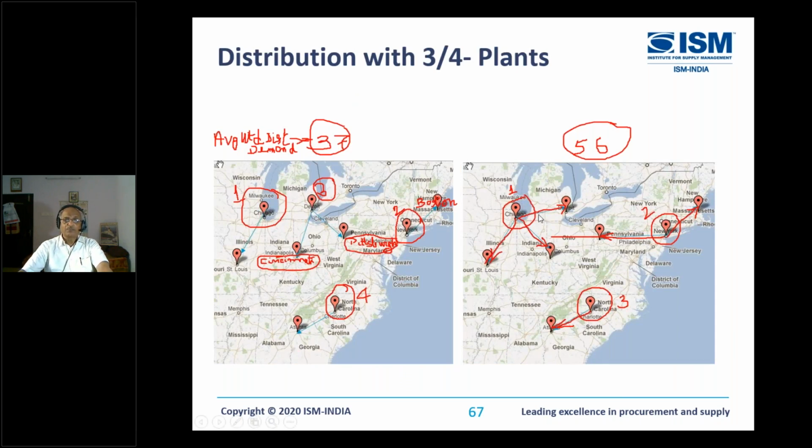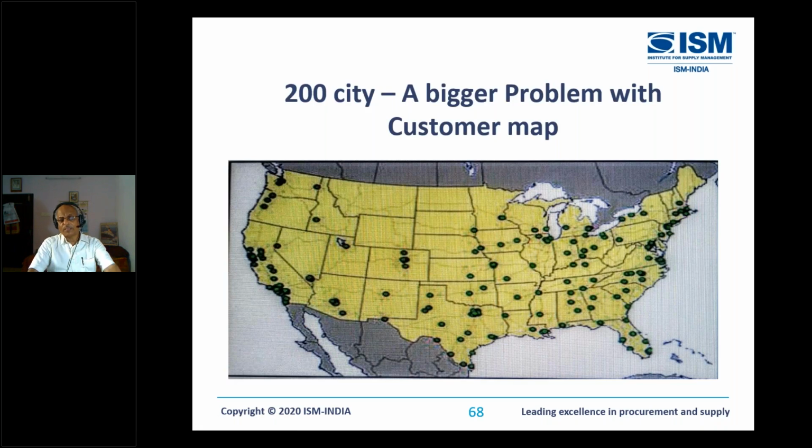So for 3, this is 1, 2, and 3. And 1 is distributing to these 3 demand points, 2 is distributing to Pittsburgh, and this one Boston, and this one Charlotte will deliver to, I think, Atlanta. So you can now take a bigger problem with 200 cities.